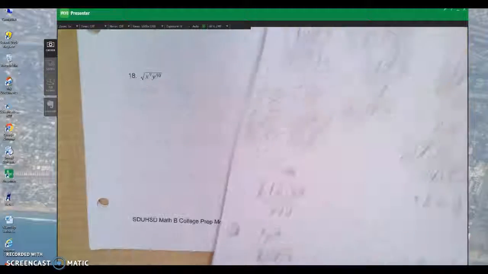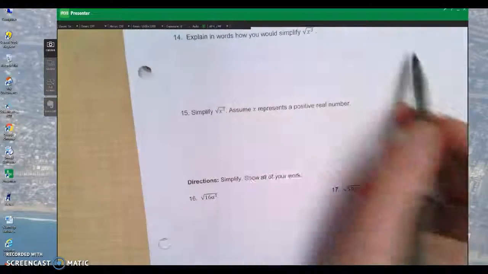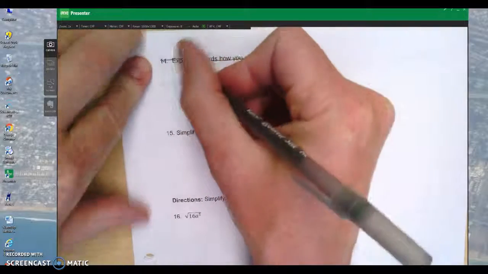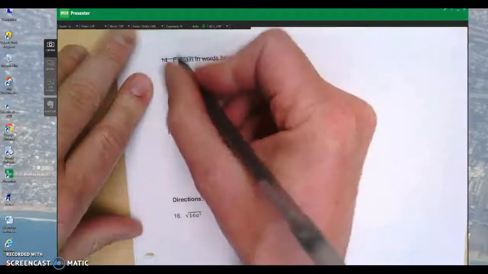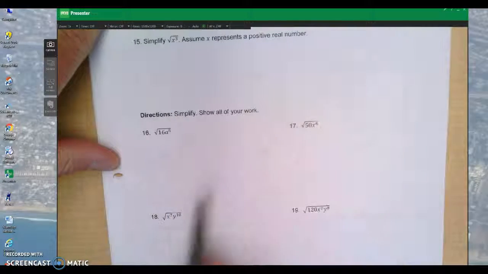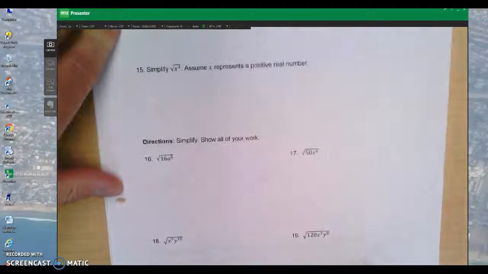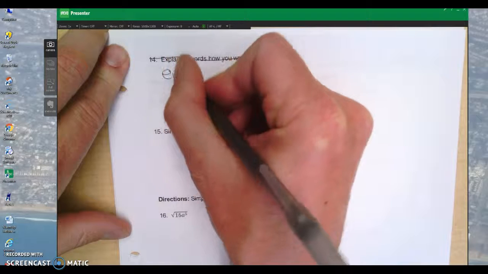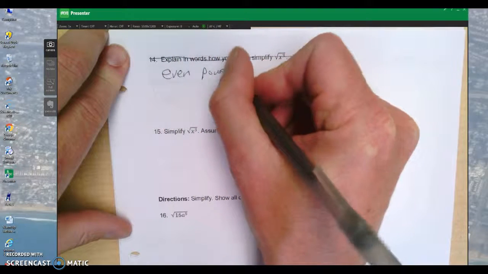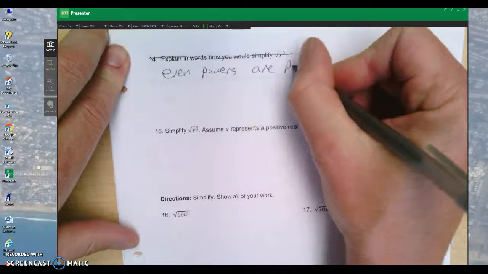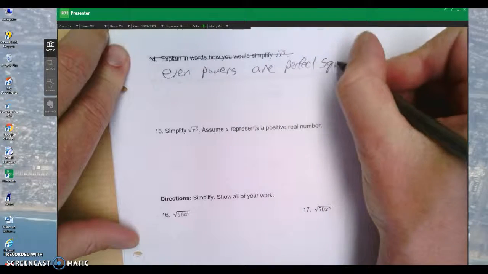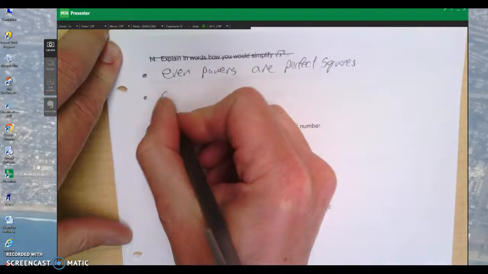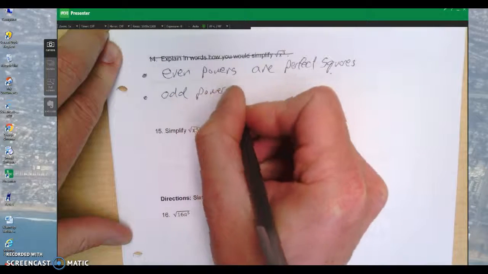Okay, so we're going to turn the page. We're going to skip this for now. What I want to remind you of, we talked about this the other day, is now we're seeing powers in here of variables. And this is going to be super simple, but it's going to take a little shift in thinking. So even powers are perfect squares. Well, what do you think I'm going to write next? If even powers are perfect squares, odd powers are not.